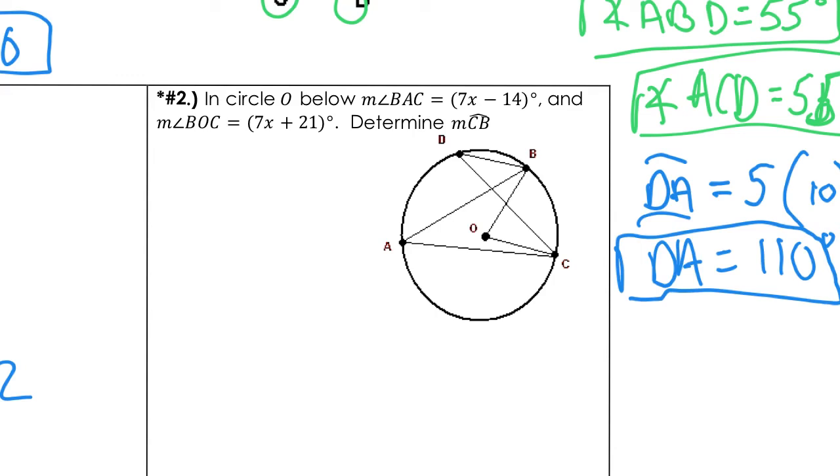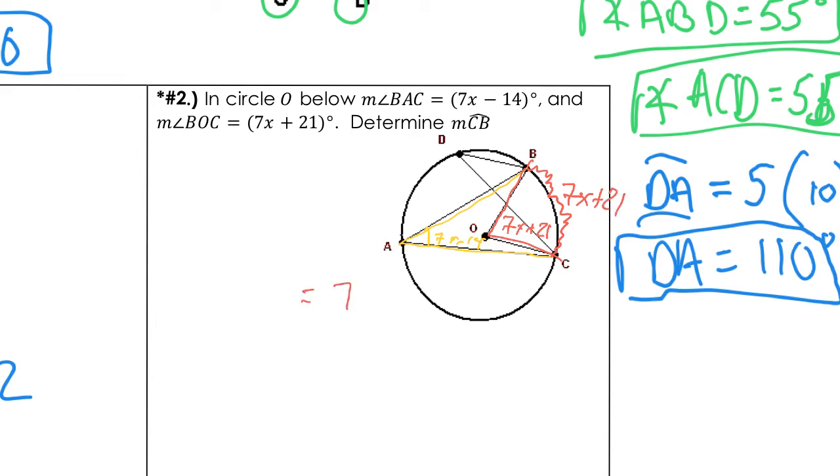Angle BAC, B to A to C, is the inscribed angle. It's 7x minus 14. And BOC, the central angle, is 7x plus 21. Well, the central angle is equal to the arc, so this arc is 7x plus 21.